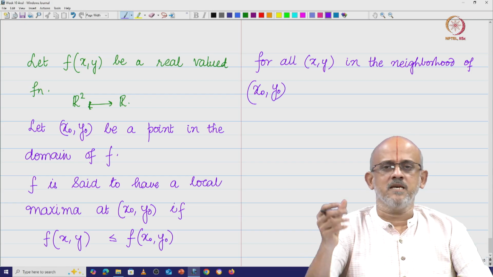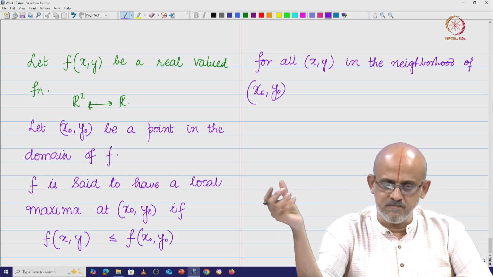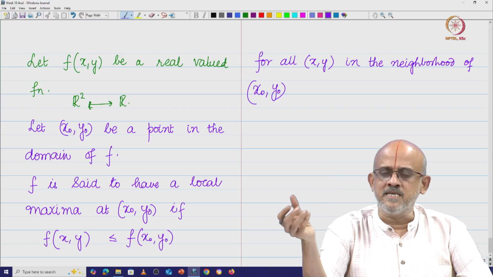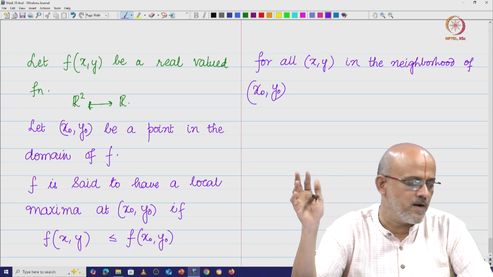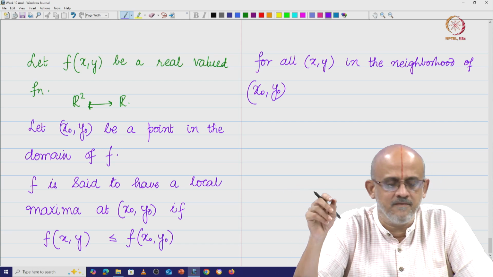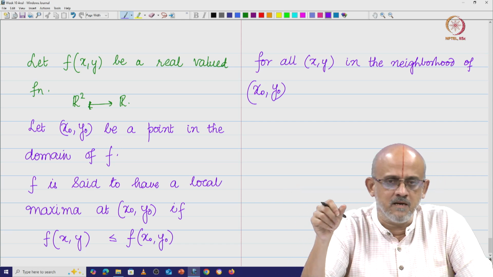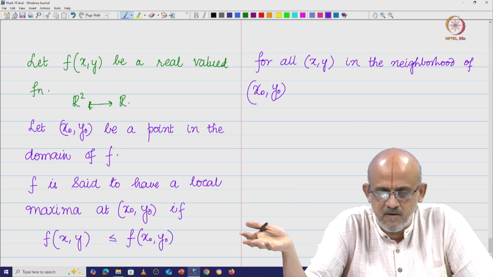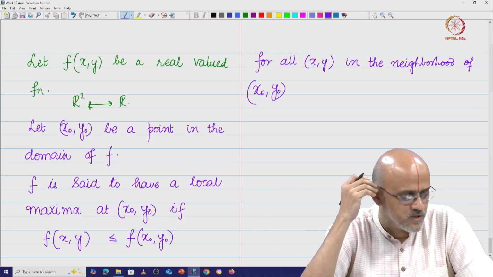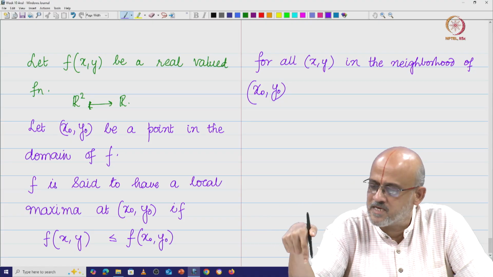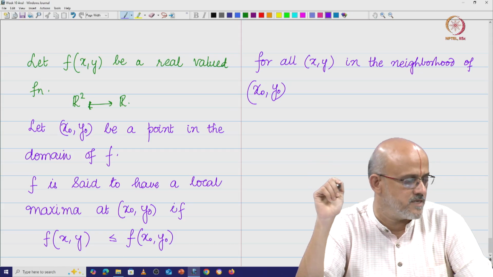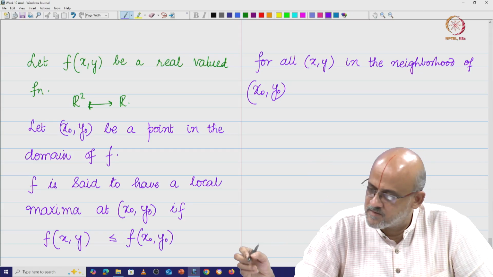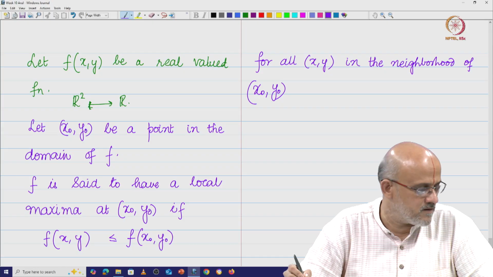So what you basically say is you have a disk of some positive radius, centered at, let us say, x naught comma y naught, and what we say is you have a small r greater than 0, which is typically what we say epsilon greater than 0. So such that f of x comma y is less than or equal to f of x naught comma y naught. So that is what we are going to say. Okay. So in the neighborhood of x naught comma y naught.